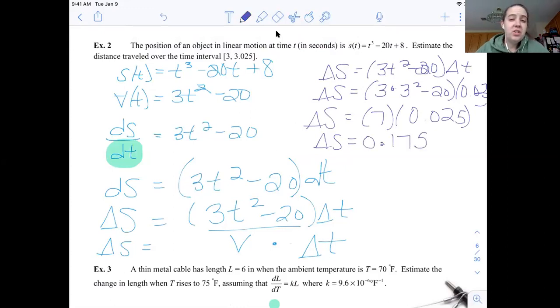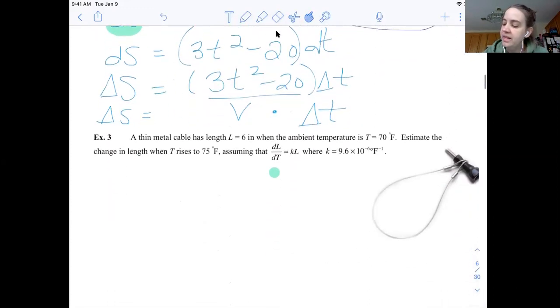Now, that's the change in position, so we should have units. Our units were not given, we just have seconds. We don't have feet or inches or meters or anything like that. So that's okay, you can just leave it as is. So your change in position is 0.175. Pretty cool.